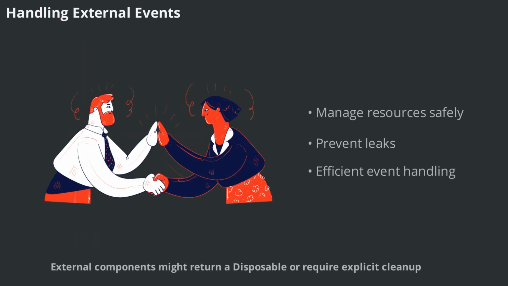External components might return a disposable or require explicit cleanup. With callback flow, you can manage these resources by registering the callback and cleaning up when the flow is closed. This ensures that your app remains efficient and free of resource leaks.